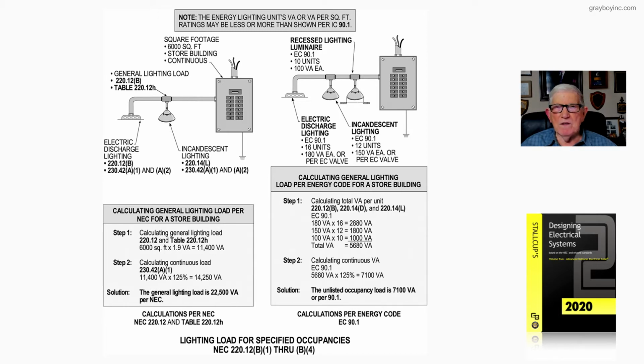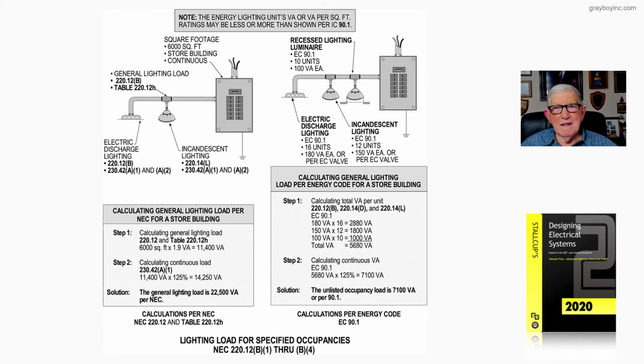Now, when we look at that, then we'd come in and take 6,000 square foot times 1.9 VA, we'd have 11,400. We would take 430.42A1 and multiply that 125%, and we'd come up with 14,250. And the general lighting load then would be 14,250 VA.